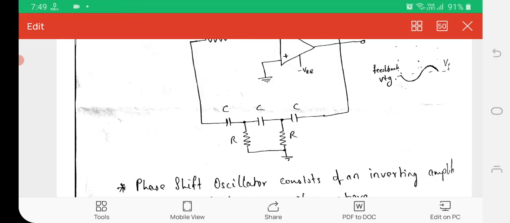Now the problem is, as per Barkhausen criteria, it has to satisfy the gain condition, that is the gain should be greater than or equal to 1. If there is a loss of attenuation of 29, then your circuit will no longer satisfy that criteria, isn't it? So the gain is minus 29 then, right?